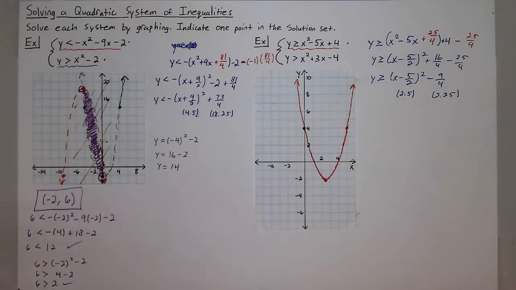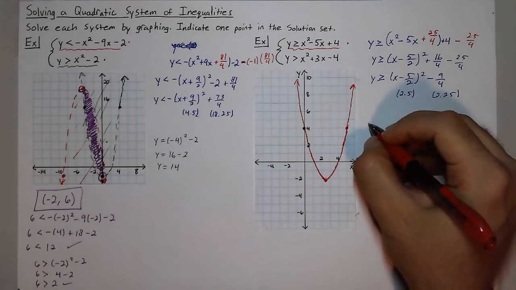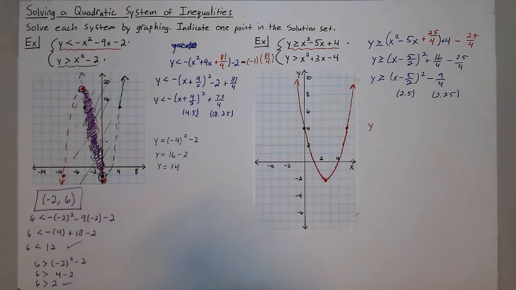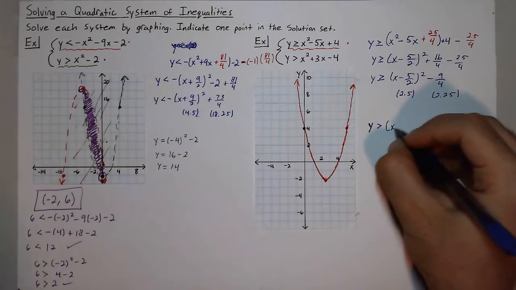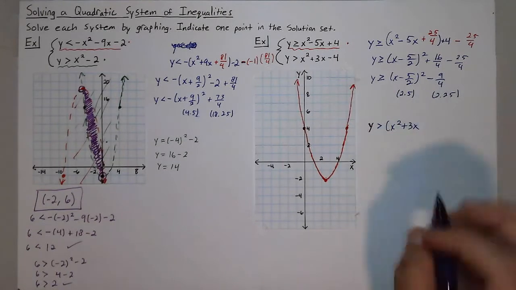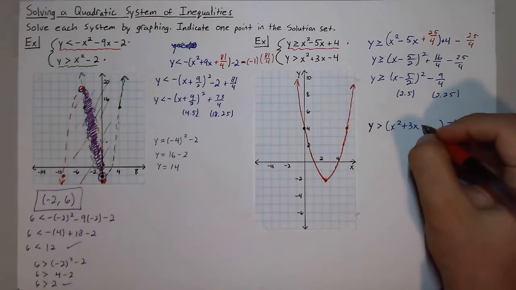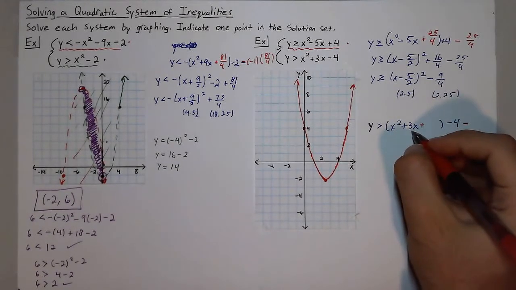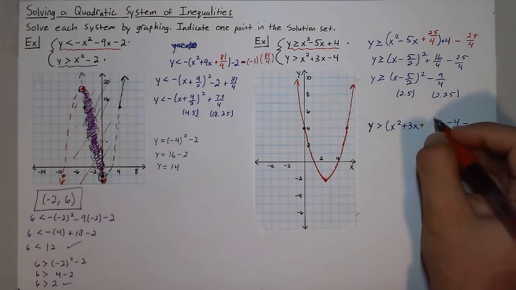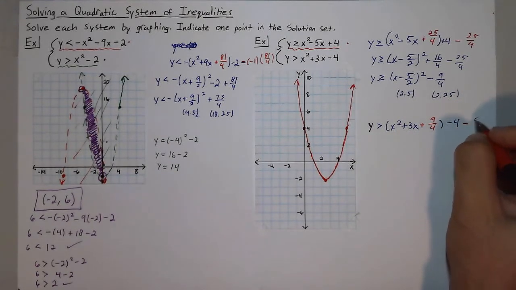Now, I'm going to put the other equation in vertex form by completing the square as well. So we have y is greater than x squared plus 3x, which I'll put in parentheses to separate it from the -4. And whatever I add in here, I'll subtract on the outside. So half of 3 is 3 halves. So 3 halves squared is 9 fourths, so I'll subtract 9 fourths as well.